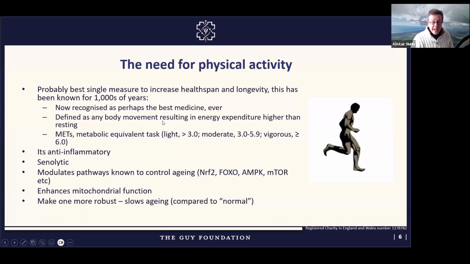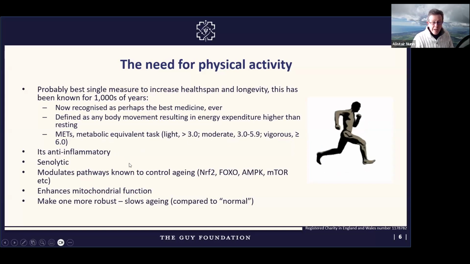It's defined as any body movement that results in energy expenditure above that of resting. And it's most normally measured in metabolic equivalent tasks, which is what we call METs. So light physical activity is defined as anything above 3, so that's 3 times what you might be doing resting, moderate is 3 to 6, and vigorous is above 6. But when we talk about elite athletes, these are folk who can go up to 10 to 15 times their resting rate. And it's an enormous increase in metabolic capacity and ability to maintain it.